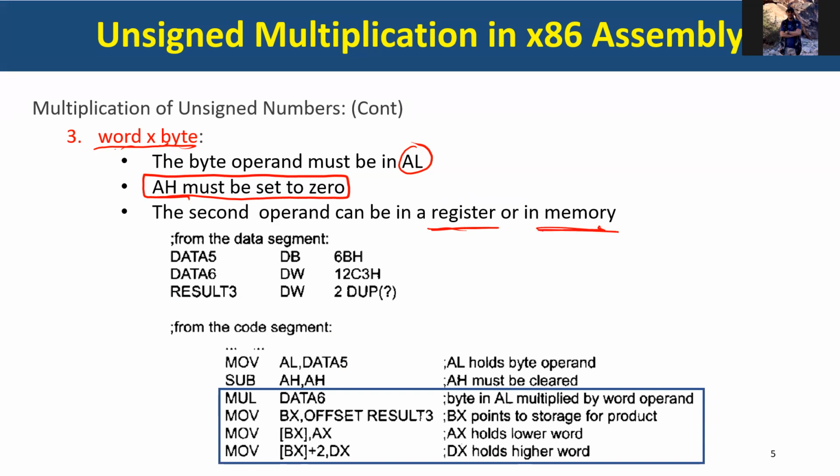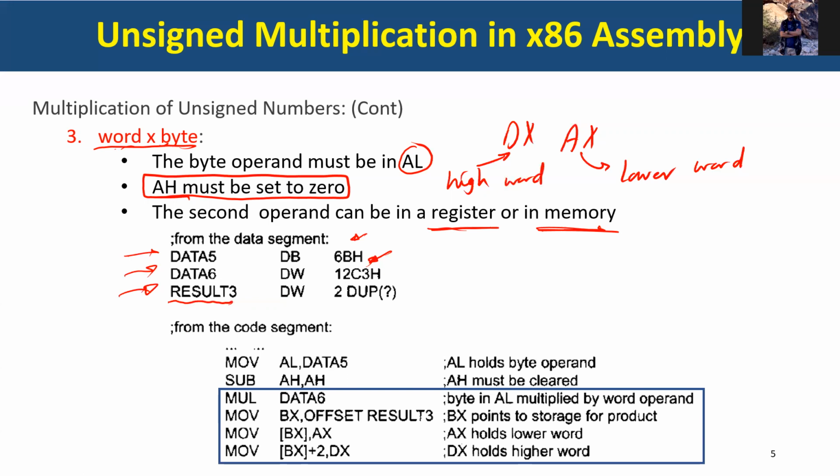Okay, so let's take an example again. We have 3 variables, data 5, data 6, and result 3. Data 5 is of type byte, 6B, this is 8 bits, 1 byte. Data 6 is of size word, with the value 12C38 hexadecimal, and you want to multiply them and store the result in result 3. Again, the result will be in AX and DX, AX taking the least significant word and DX the most significant word, both together.